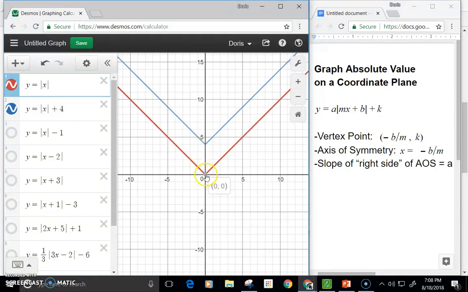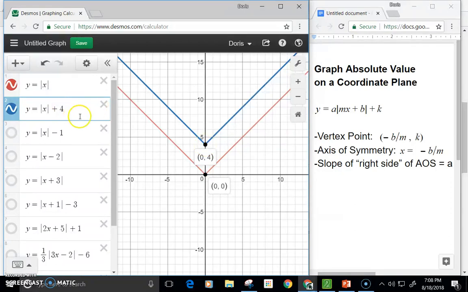Now let's see what happens when we add 4 to our parent function. You'll see that our original function has its vertex point at 0, 0, but when we add 4, the vertex point has shifted up 4 units. That's because we have taken the absolute value function and moved it up vertically. This plus 4 moves all the y values up 4 units. The axis of symmetry is still in the same place. The line of reflection is still in the same place. The only thing that's happened is all of the points from the original graph have moved up 4 units.